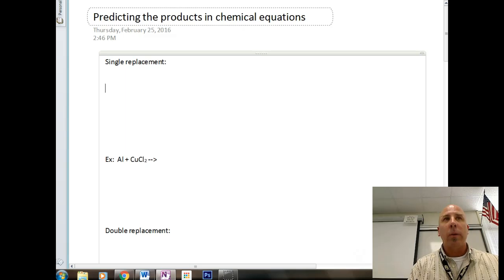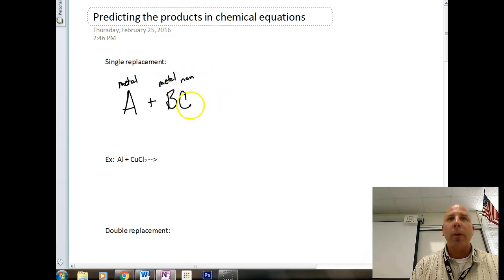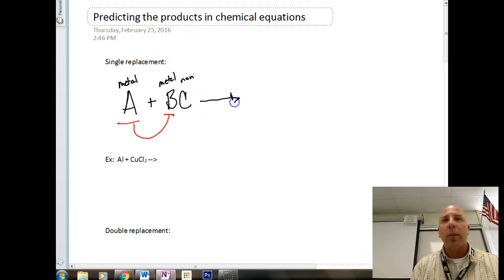And we did talk about these already. So a single replacement reaction typically takes this form. We're going to have, we'll say A, which is a metal, and it can be a non-metal as well. And it's going to react with an ionic compound that is made of a metal and a non-metal. Okay, and so what happens in a single replacement reaction, as we remember, is we are going to have the metal replace the metal. Now, if A was a non-metal, it would replace the non-metal itself.